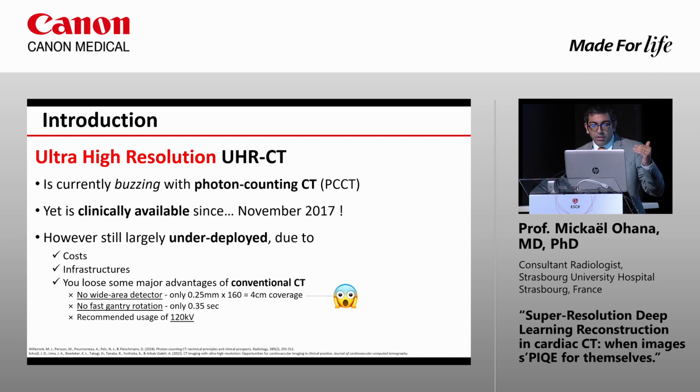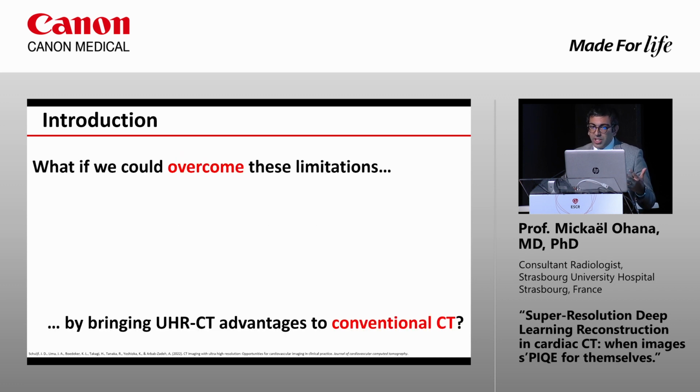Namely, first of all, you do not have a wide area detector, which, when you do cardiac imaging, I think is a major disadvantage. You lose in gantry rotation, it's only 0.35 seconds, and you also lose the availability of 100 kV and lower, because the recommended usage is 120 kV. So the question is, what if we could overcome this limitation and bring UHR-CT advantages to conventional CT?